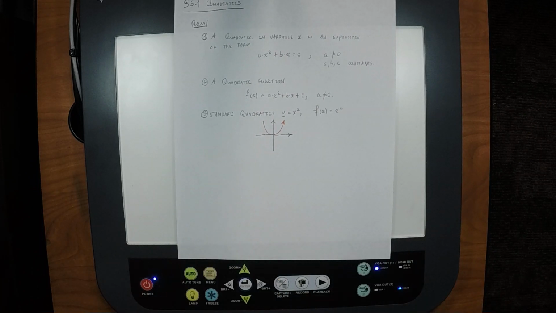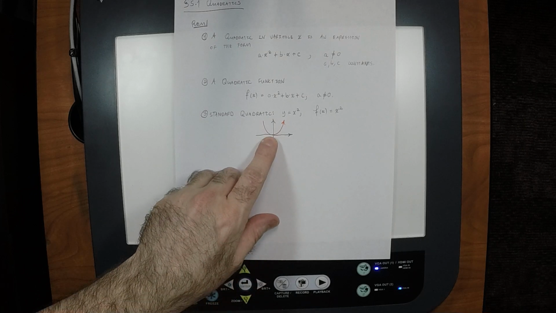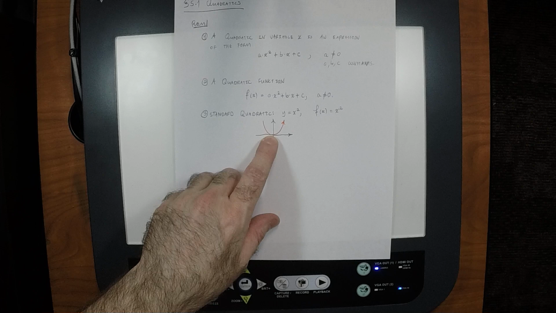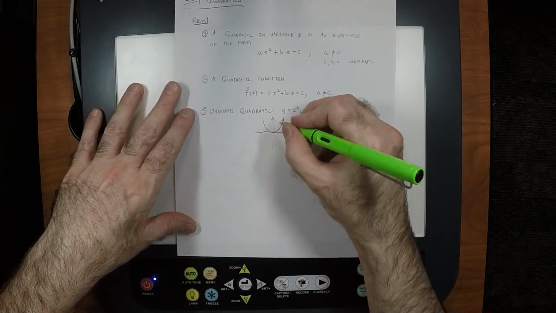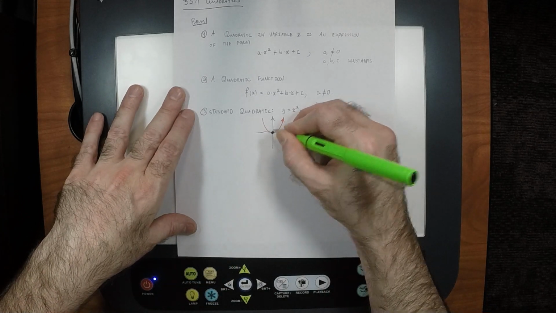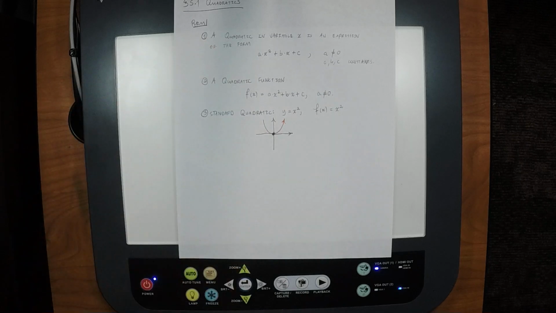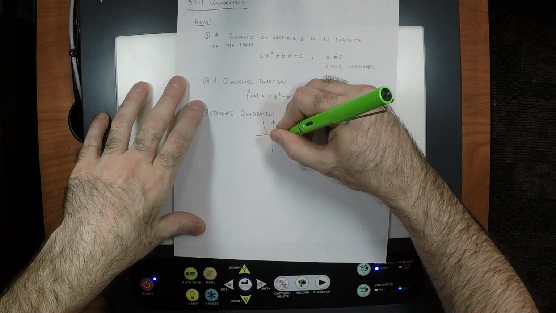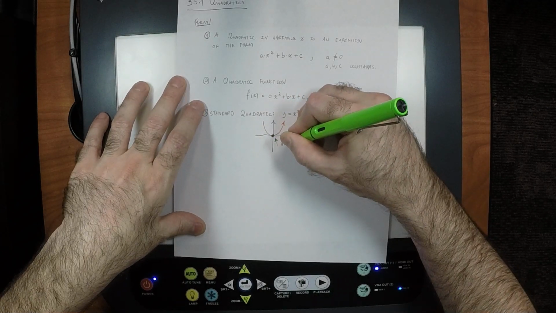So we know about graph transformations. And what we're going to talk about right now is graph transformations of this quadratic. So notice that that quadratic has a lowest point. Its lowest point is right there, sitting at the origin, the place where water would sit if it was raining two-dimensional water downward. So that point is important enough to have its own name. It's called the vertex.